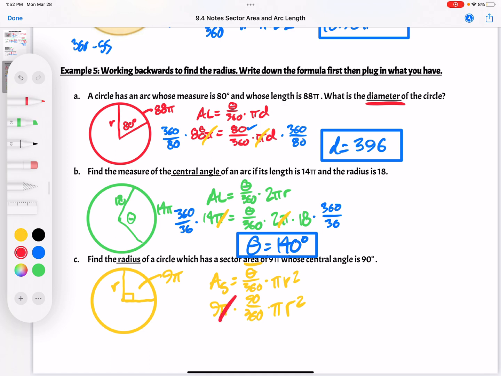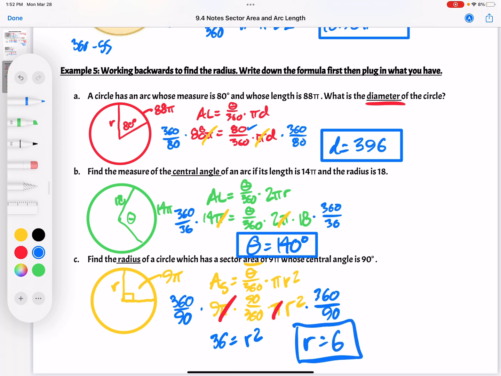Again, first thing, the pi's cancel. I'm going to multiply times 360 over 90, which is 4. 4 times 9 is 36, equals r squared, so r equals 6. And you may remember that was a problem from the first page.